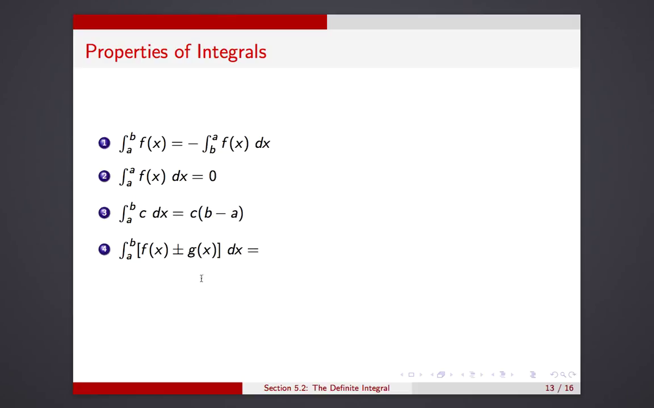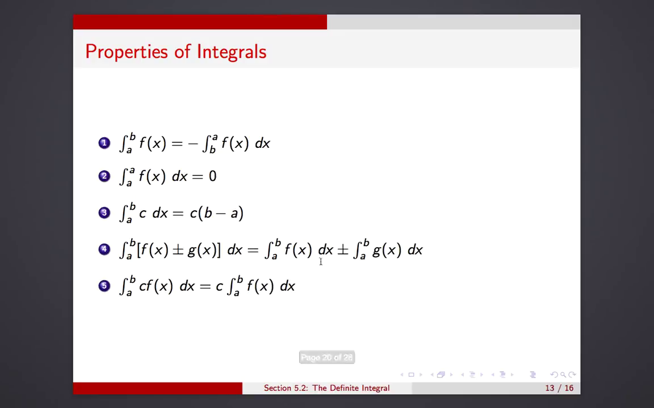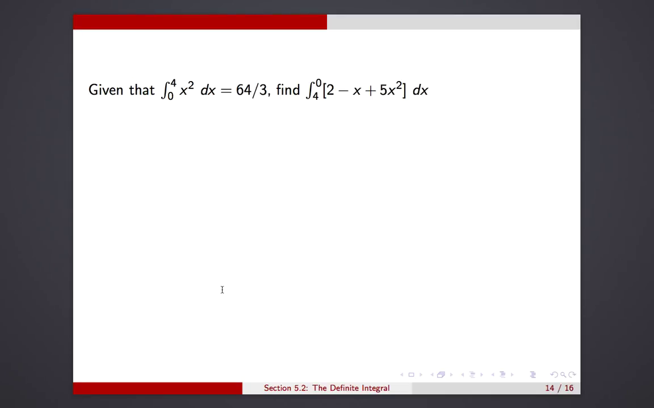You can guess what happens here. Probably just like with any limit, you can split things over pluses and minuses. So the integral of a sum is the sum of the integrals. Same for a difference. Just like with any other limit, you can pull constants out of the limit if you want to. So that was true of derivatives. It's still true here. So here's an example using these properties.